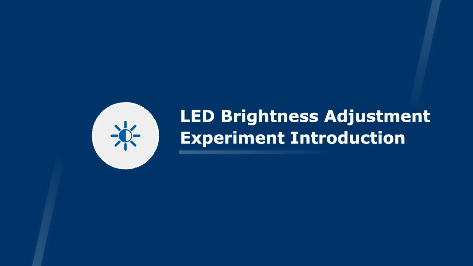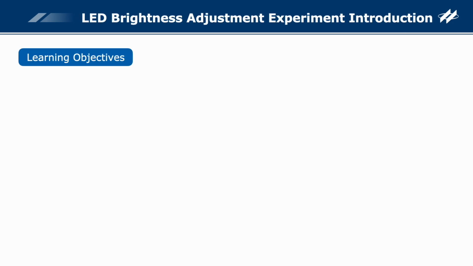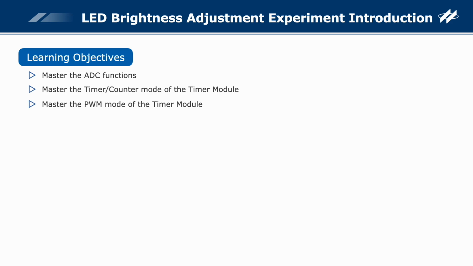LED Brightness Adjustment Experiment Introduction. The learning objectives of this experiment are to master the ADC functions, as well as the timer, counter, and PWM modes of the timer module. Let's take a look at the experimental content.